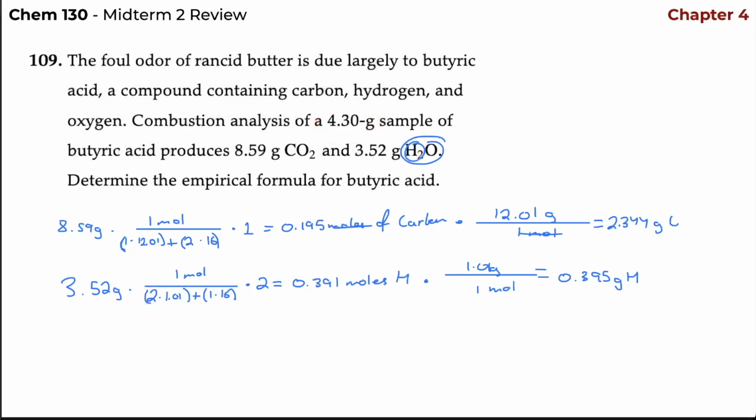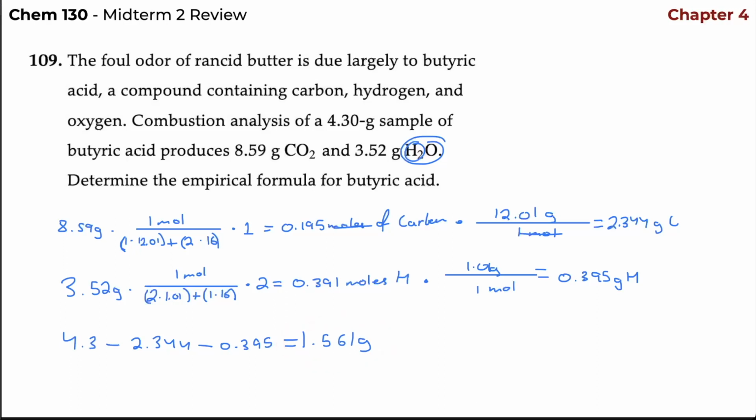So if we take the total and we subtract carbon and we subtract hydrogen, we'll be left with how much oxygen we started out with, right? Perfect. That's exactly what we need. So let's take the total of the original, subtract how much carbon we started out with, and subtract how much hydrogen we started out with. What this is going to give us is 1.561 grams. This right here is how many grams of oxygen we started out with.